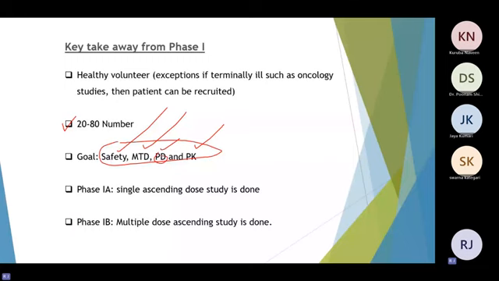And it has two parts, phase 1A and phase 1B. Phase 1A is also called single ascending dose study, and phase 1B is called multiple ascending dose study. And this part is very critical because whenever you are appearing for any job interview and you have to write the technical questions paper, then generally in a multiple choice question they will ask this question. Okay, what is phase 1A and phase 1B?